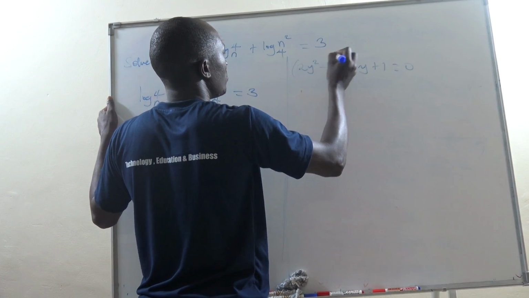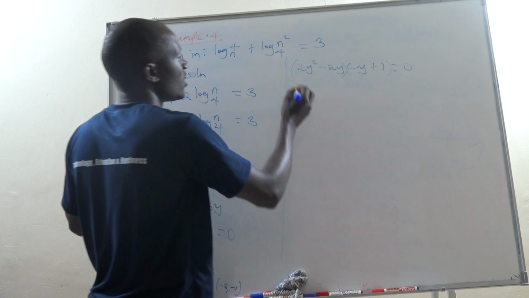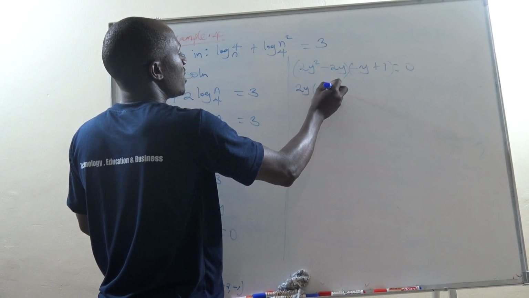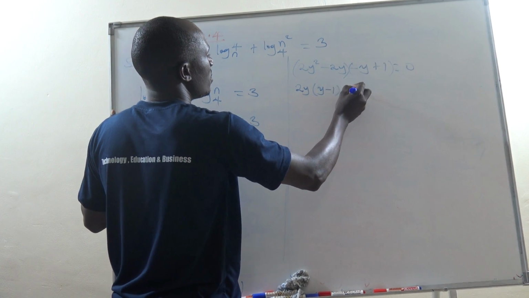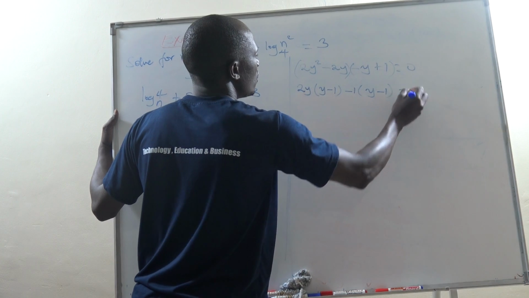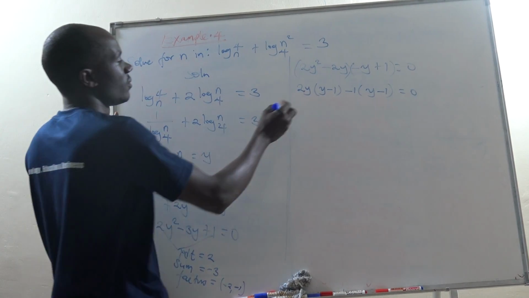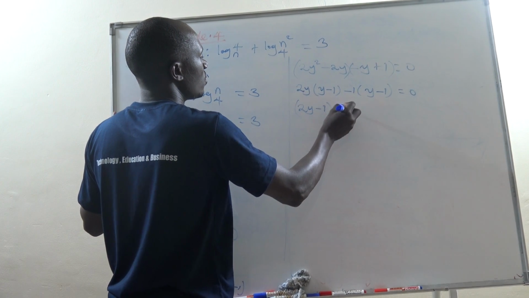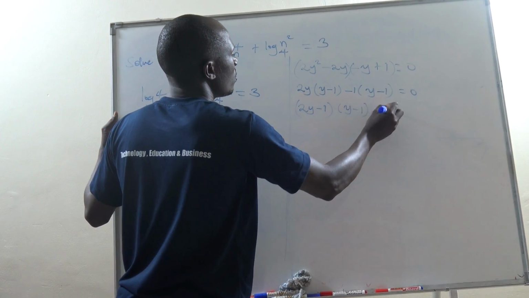Two numbers in a bracket, two numbers in a bracket. What is common is a 2y. I remain with y minus 1. And what is common is minus 1, into y minus 1 equals 0. So what are we having? We're having 2y minus 1, again, into y minus 1 equals 0.